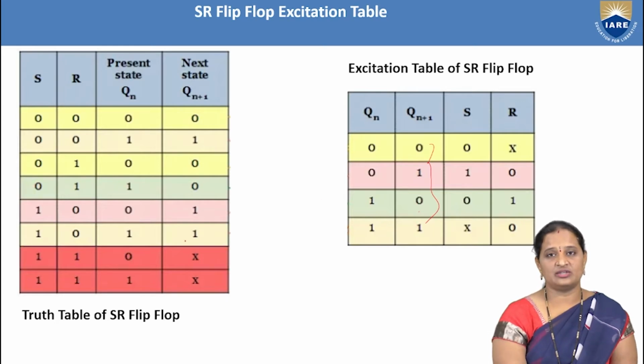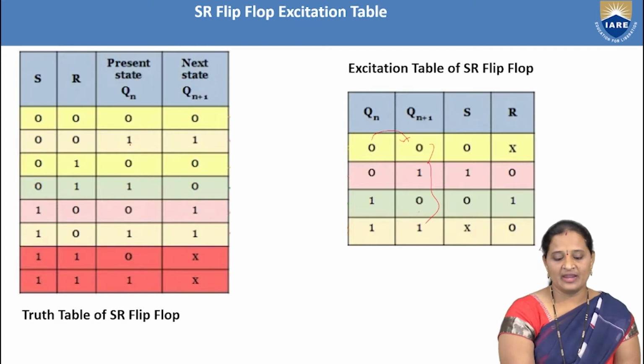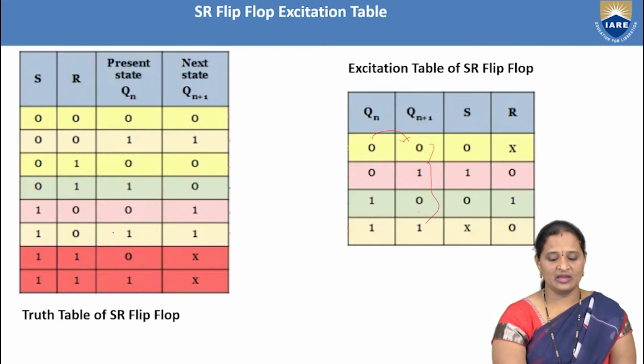Now from the truth table, we are going to find the values of S and R such that the transition from present state to the next state is as defined. One here, 0, 0. If the transition is from 0 to 0, what must be the inputs given to S and R? So now, for that, go through the truth table here.